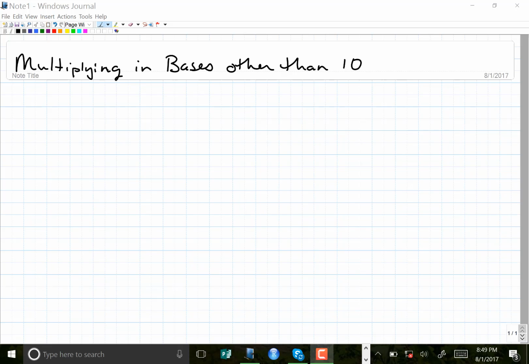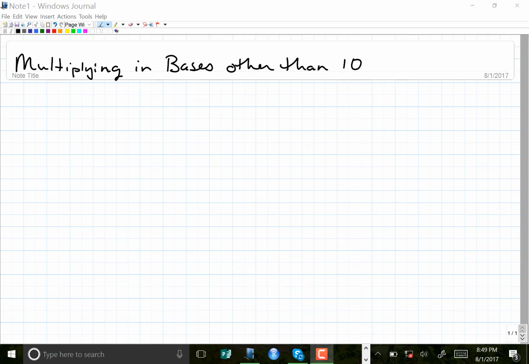Okay, so if you've watched adding in bases other than 10 and subtracting in bases other than 10, there's not a whole lot new for me to tell you about multiplying in bases other than 10. Again, I say think in base 10, but write in the base that you're multiplying in. So let's just start with an example.